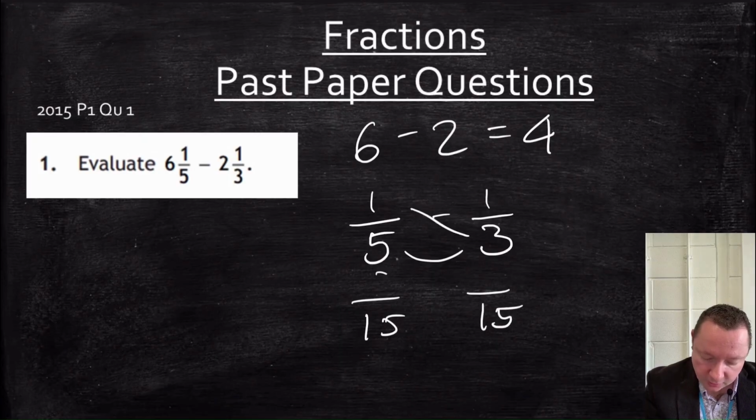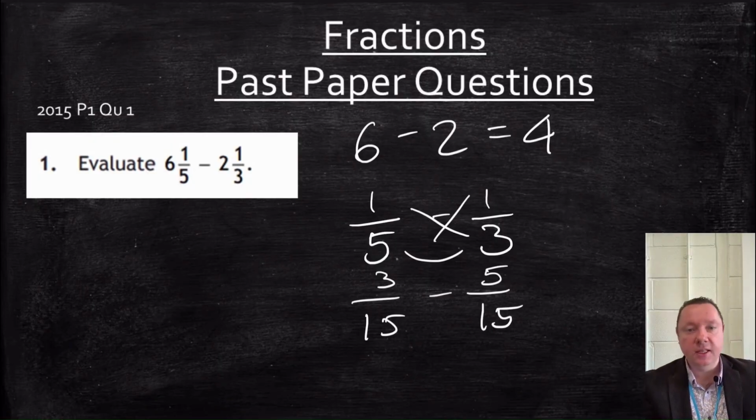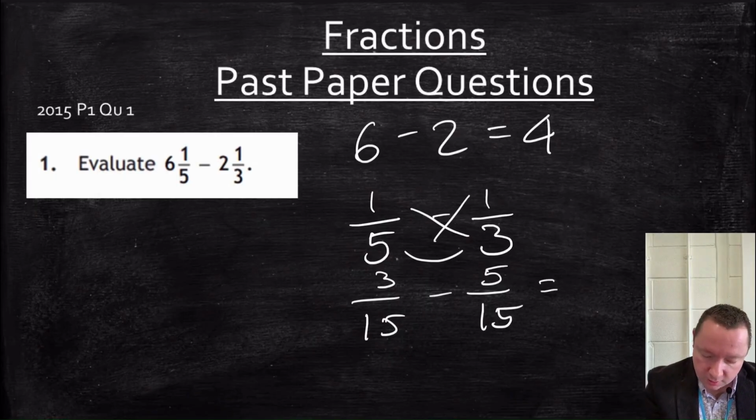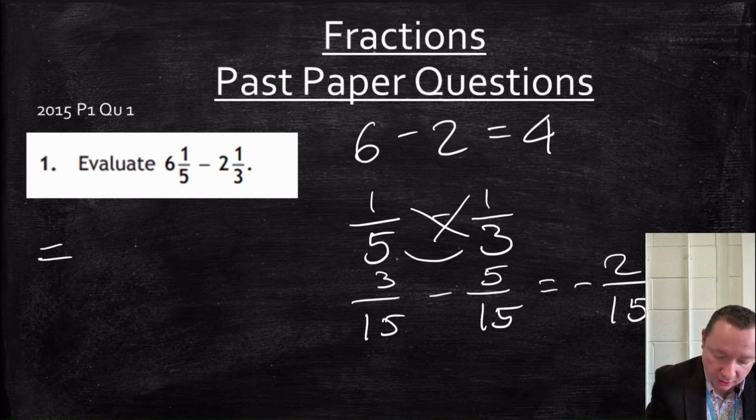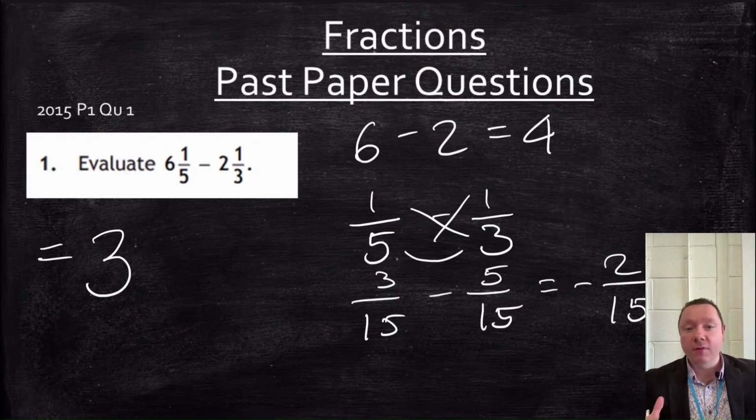1 times 3 is 3. 1 times 5 is 5. 3/15 minus 5/15. Don't make a mistake, it's not 2, it's minus 2/15. So when I get a negative answer, then my final answer, I started with 4, so I drop down to 3. Imagine again, I've got 15/15, 15 pieces of pizza.